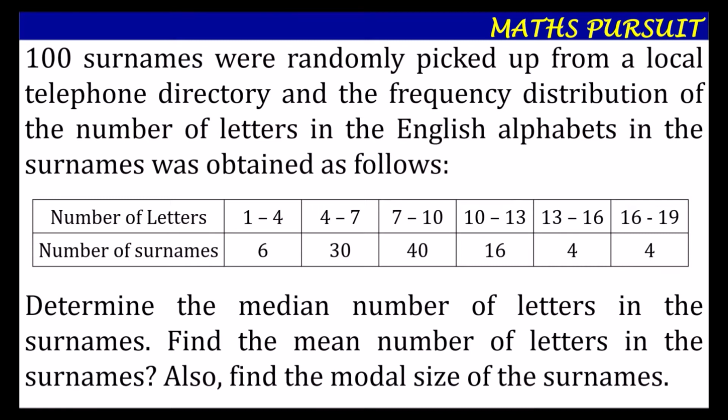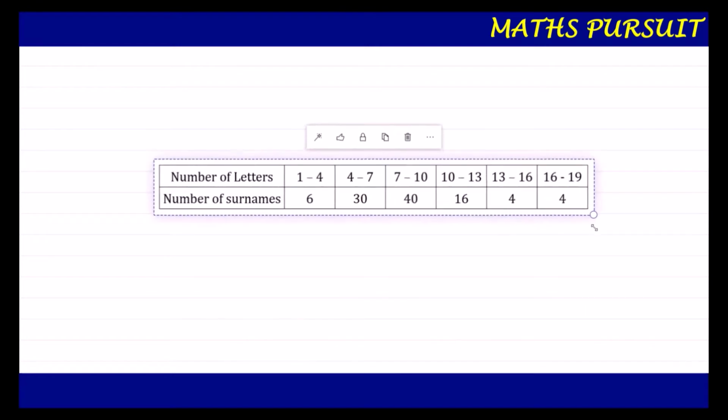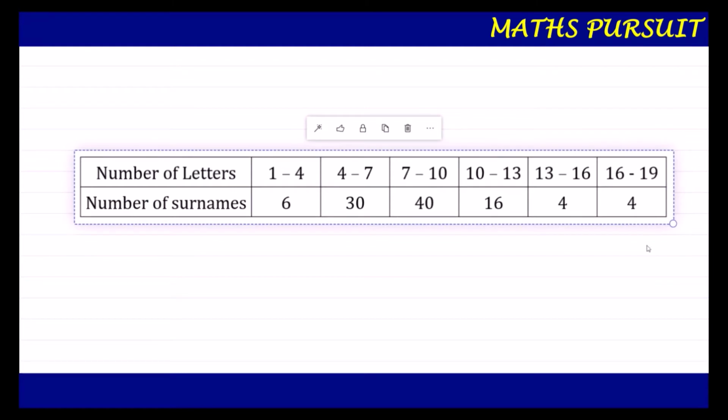Find the mean number of letters in the surnames. Also find the modal size of the surnames. So guys, as per the question, we need to find out the mean, median and mode. So let us see how we are going to solve this question. This is the data, or the information, that the question has given to us.